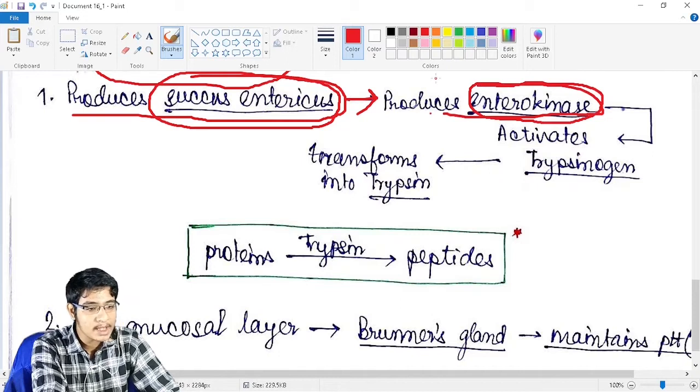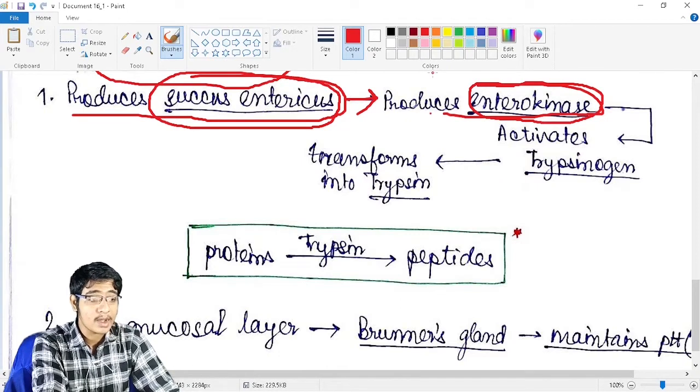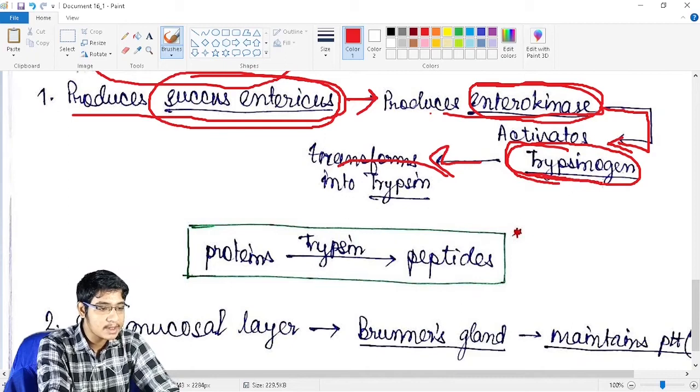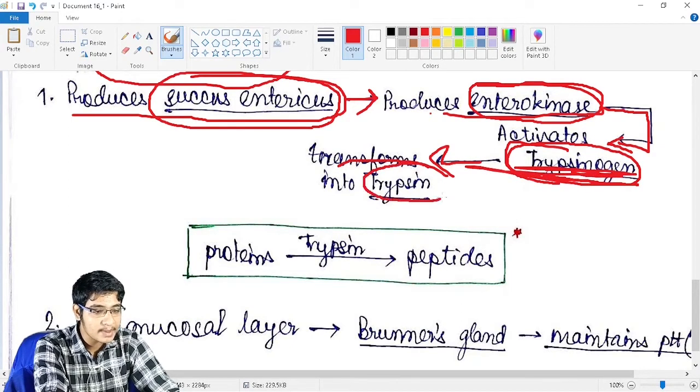This Shaka entericus produces enterokinase. Now again, what is the function of enterokinase? It activates trypsinogen. Trypsinogen is activated by enterokinase. Again, what is the function of trypsinogen? It transforms into trypsin. So trypsinogen is the inactivated stage, and trypsin is the activated stage.